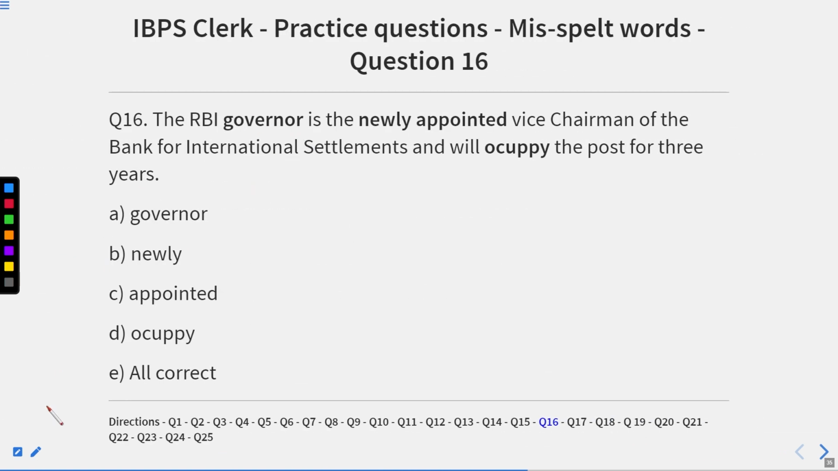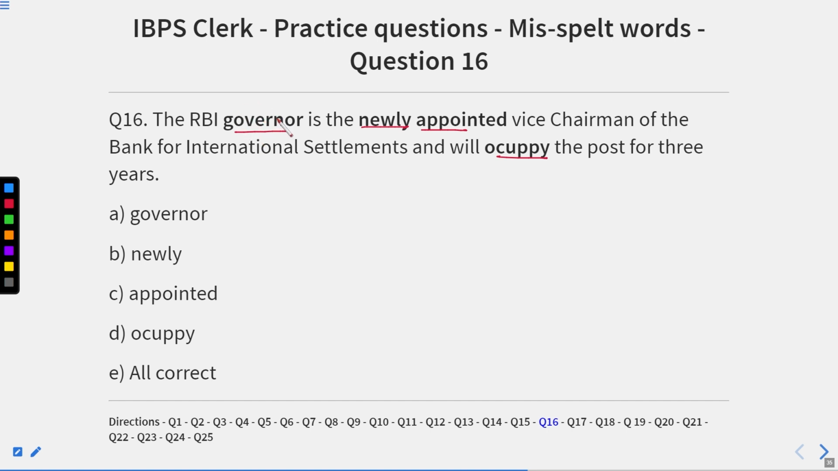That is question number 16. The RBI governor is the newly appointed vice chairman of the Bank for International Settlements and will occupy the post for 3 years. Now, let us see the bold words, that is governor, newly appointed, occupy. Now, let us see the spellings of all these words one by one.